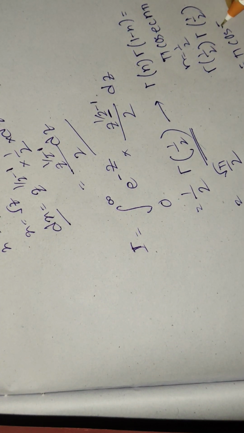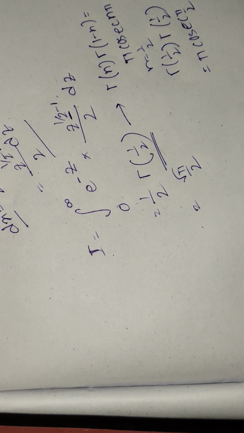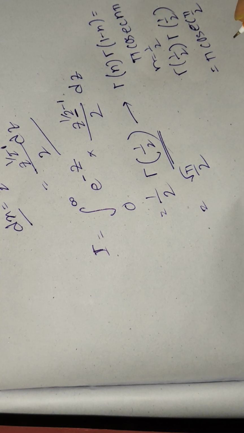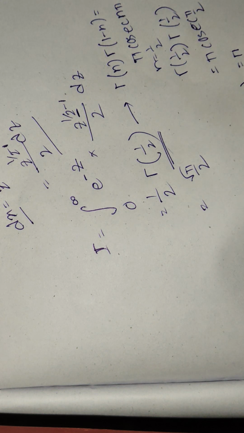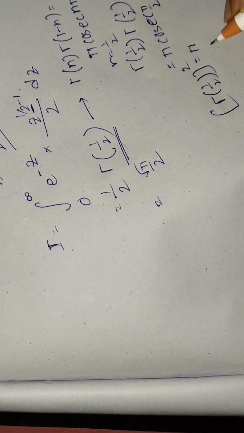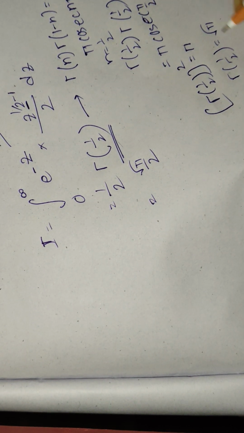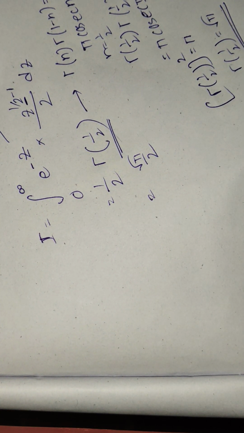So this is cosec pi by 2, right? And you know that the value of cosec pi by 2 is nothing but 1 by sine pi by 2, which is 1 by 1, which is 1. So this is pi. Now this is gamma half into gamma half, which is basically nothing but gamma half whole square. So the whole square of gamma half is equals to pi. So gamma half is nothing but root over pi. So it's very easy to find out the value of gamma half. So let's move on to the next example so that you can relate with the question also.